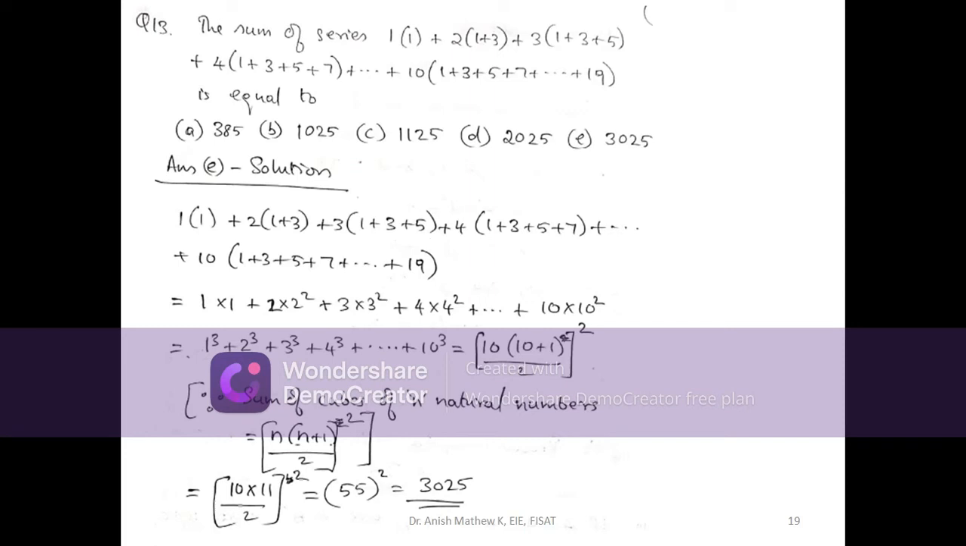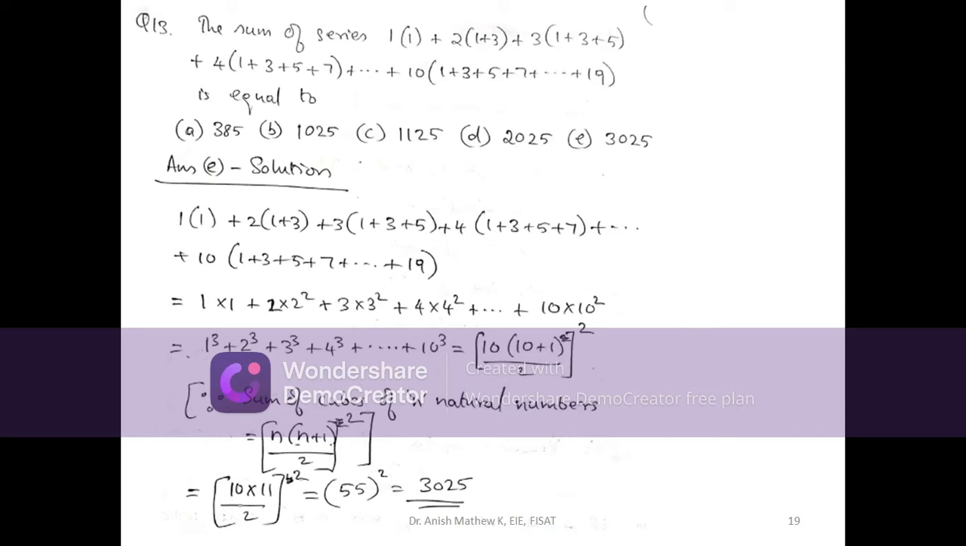You can see what we did in this question. First, we simplified. Don't get confused looking at the series; you have to look at how you can simplify it. When we took the sums 1 plus 3 and 1 plus 3 plus 5, we saw a pattern: 1 square, 2 square, 3 square, and so on. Then we multiplied, and got the sum of cube terms, whose general form we already know, n into n plus 1 by 2 whole square. That is 10 into 11 by 2 whole square, that is 55 square, equal to 3025.